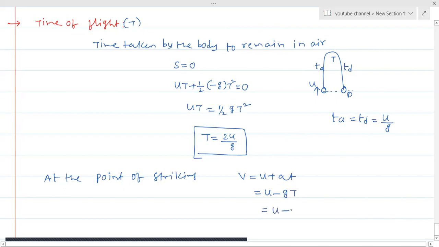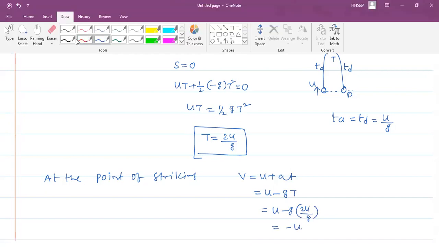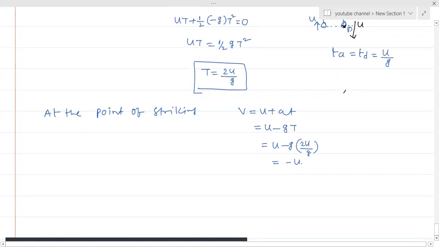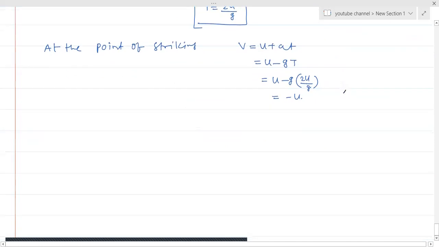So therefore, u minus g into time of flight means 2u by g. So v is equivalent to minus u, your speed. As this is minus u, definitely the direction will be opposite. So that's why at the point of striking, the velocity direction is downwards. So this is about time of flight.